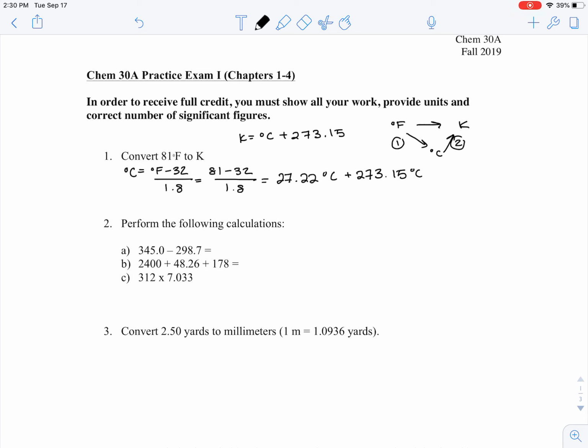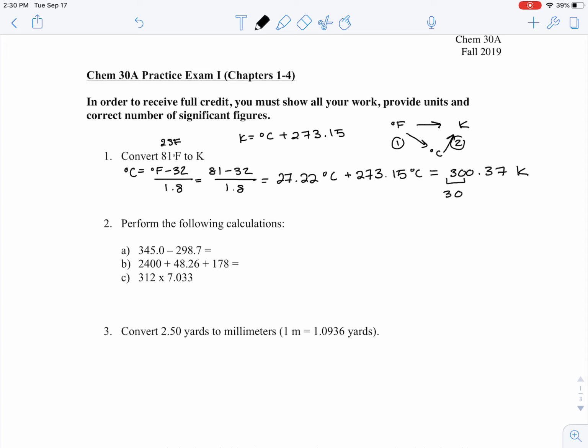273.15 and I get 300.37 Kelvin. Now I've gotten to the answer that I want. Always write units and then check your significant figures. 81 is 2 sig figs. So I want to round this to 2 significant figures. So I need to stop it here.